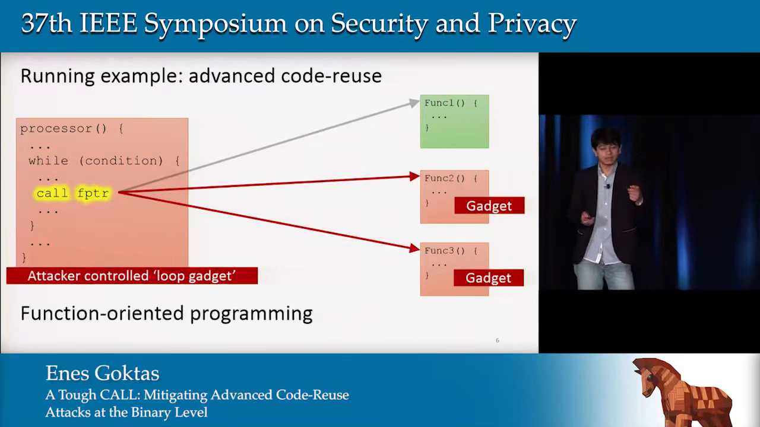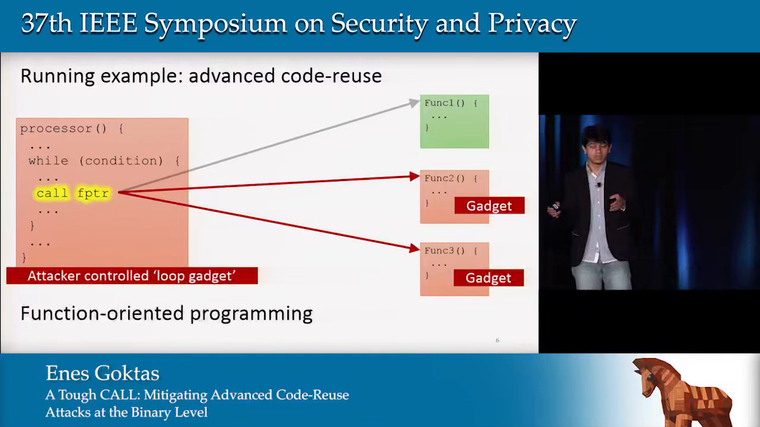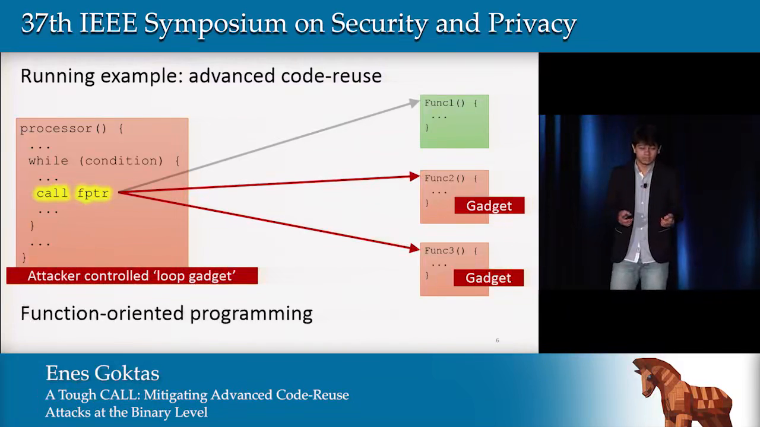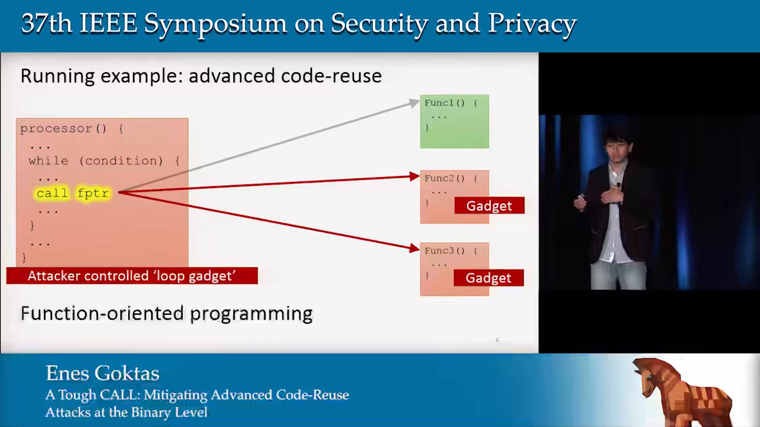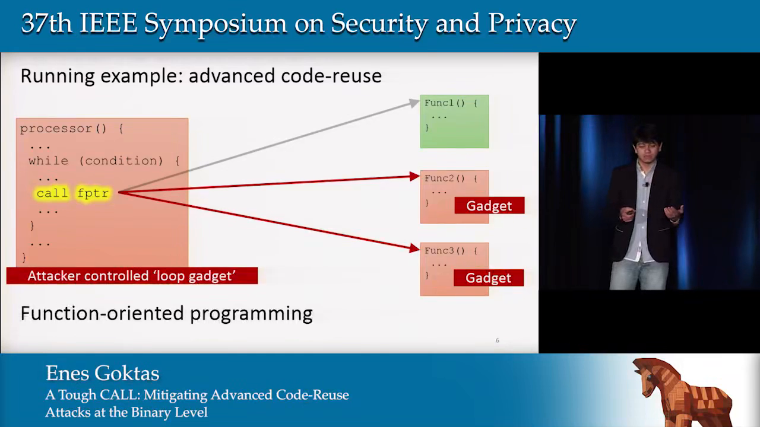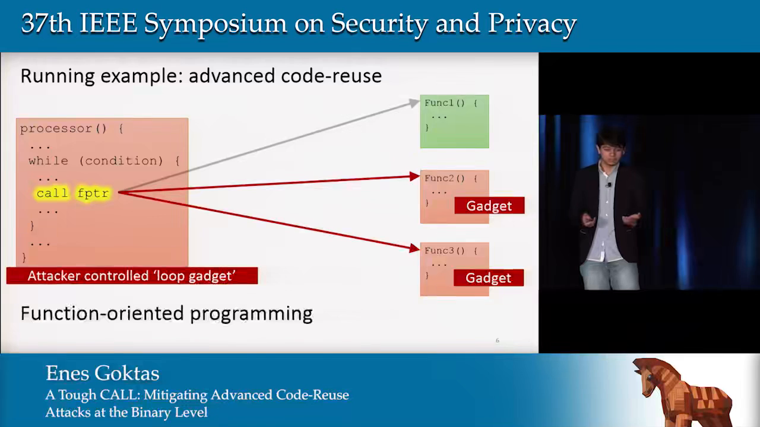What an attacker does in these advanced code reuse attacks is use this indirect call within this loop to call multiple functions after each other. So it also gets control of this while loop, actually. And then it calls multiple functions after each other to perform its desired functionality. The functions that perform the functionality we call gadgets, and the main loop gadget we call the loop gadget. And this is function-oriented programming.